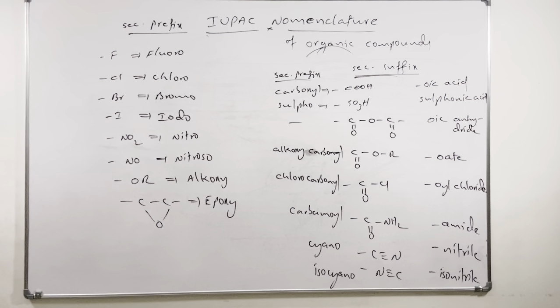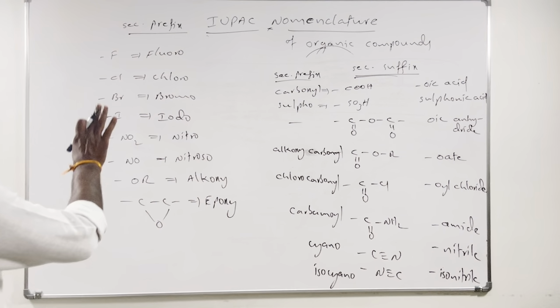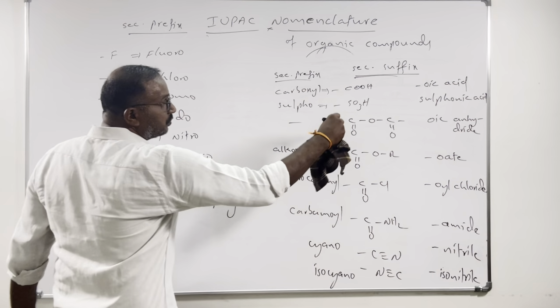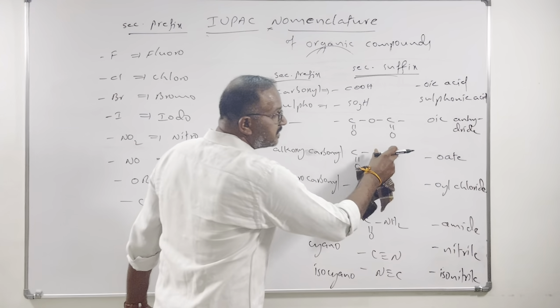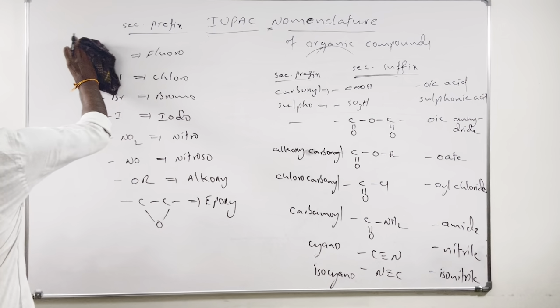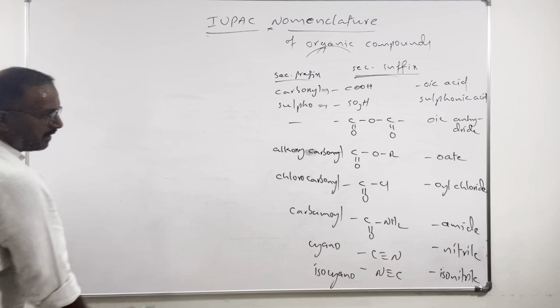Isocyano. And for aldehydes, oxo or formyl. Like that are there. So these are secondary prefix. If these groups come under secondary prefix, these are the names. If these groups come under secondary suffix, these are the names. And other secondary prefix and secondary suffix groups are also there according to priority order.